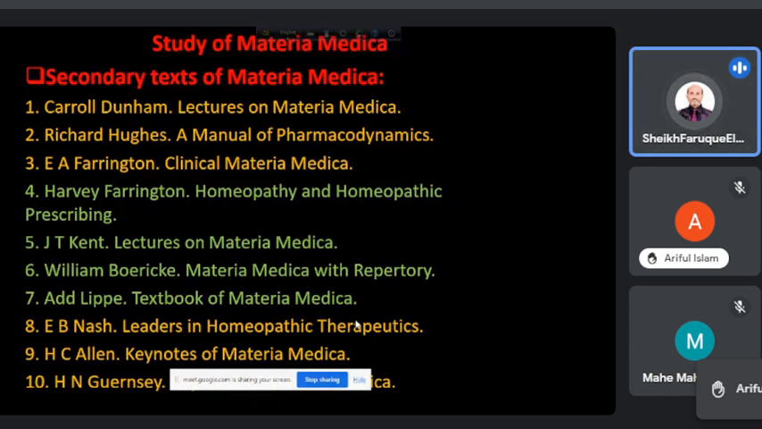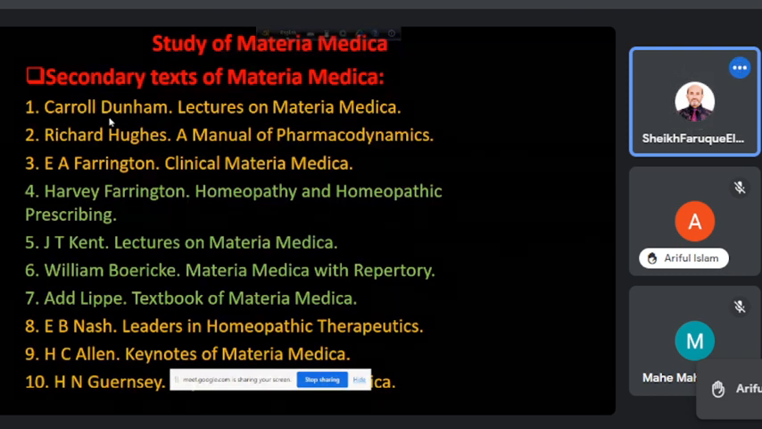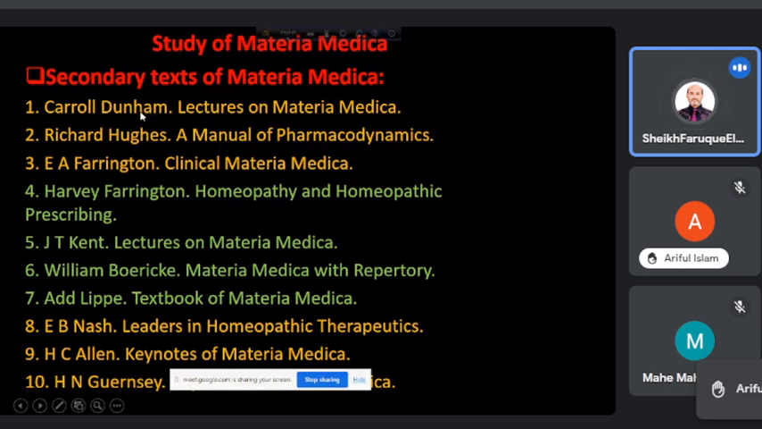So first one we see Dr. Carol. He was a very great guy, a student of Dr. von Boningen, though he was American and he was president of American Institute of Homeopathy. He was a big shot in world homeopathy at that time. He wrote a book. It is like this size. This is called Lectures on Materia Medica. This is a very good book. It is available with Vision Publisher. You can buy and see. But this is secondary text, I say.